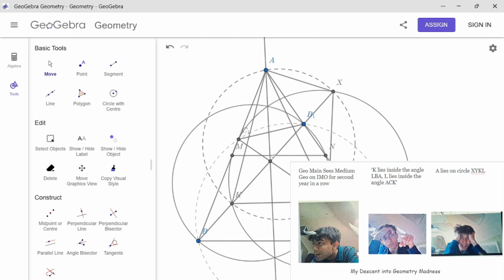Oh, wait, it means BB1, the line BB1, is the radical axis of AKL and omega 2.